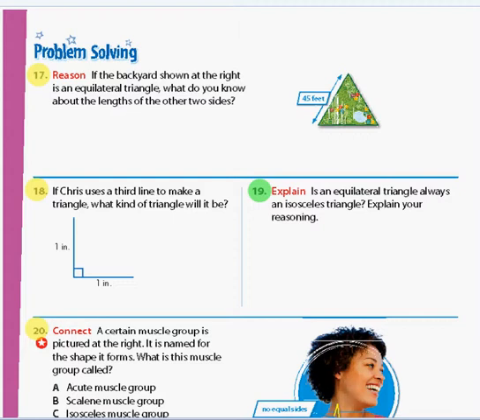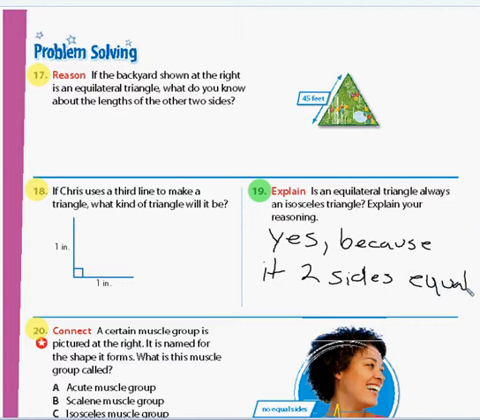Explain your reasoning. And yes, it always is, because it has two sides that are equal. Okay, and it's always going to have two sides that are equal, so it falls into the category of being an isosceles triangle.